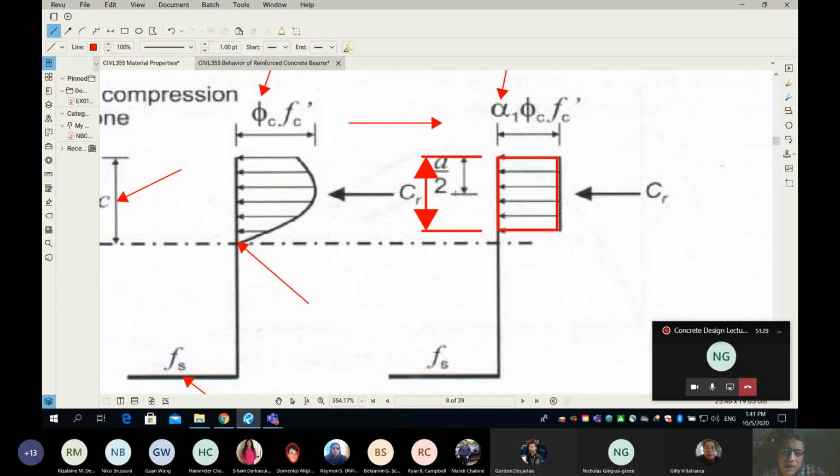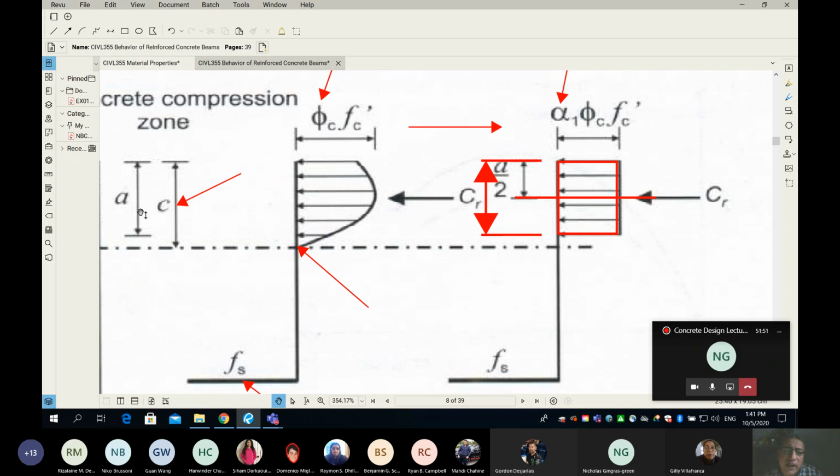I'm going to point out where my centroid is. So my centroid is here. Where is the location? Simply, you take a and divide it by 2, then you know where the centroid is. Now, what is the area? The area of this equivalent rectangle is simply like any rectangle, base times height. So the area of this is equal to a multiplied by alpha 1 phi c fc dash.